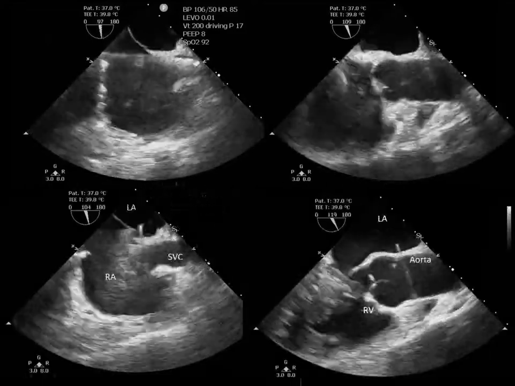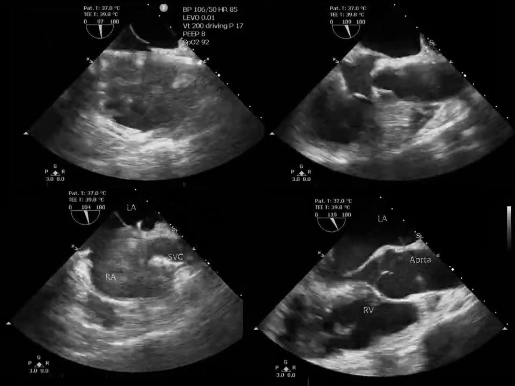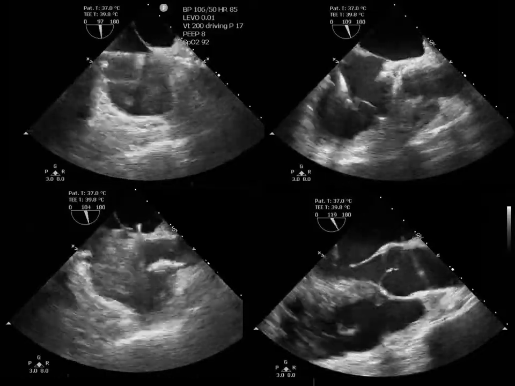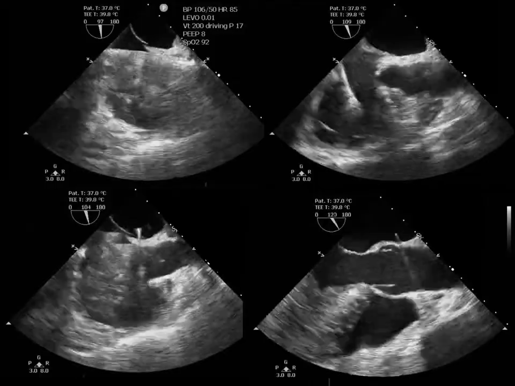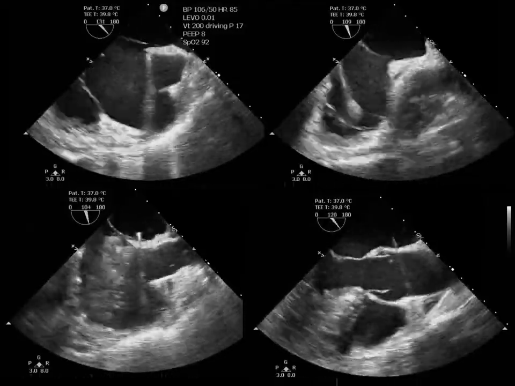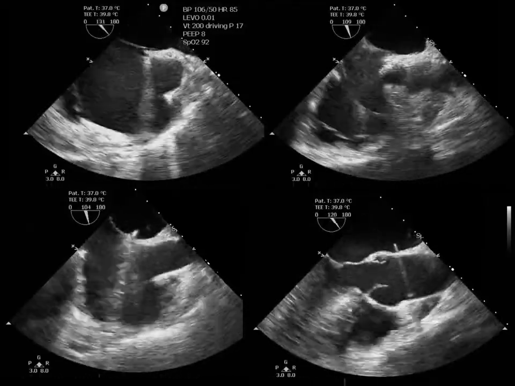And when they wanted to reposition the guide wire, unfortunately, the guide wire kept on going through the ASD in the left atrium. So we had to guide them to make sure that the cannula was not going into the left atrium.